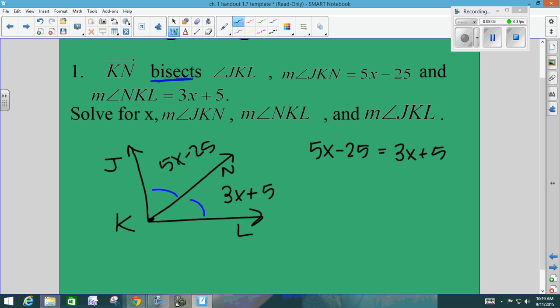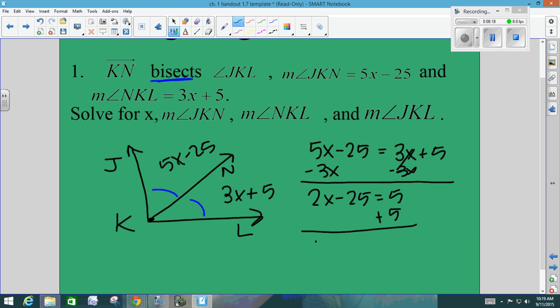Use your algebra skills. You want to bring 3x to the left or 5x to the right? 3x over. So then we have 2x minus 25 equals 5. Add 25 over. 2x equals 30. Divide by 2, and x is equal to 15. All right. There's the first part, solve for x.